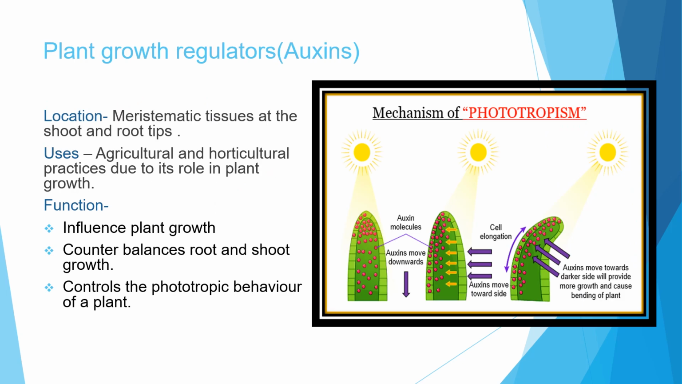Now, first comes the auxin. So, where is it located? It is actually located at the meristematic tissue at the shoot and the root tips. Now, where is it used? It is mainly used in agricultural and horticultural practices due to its role in plant growth. So, what are its functions?